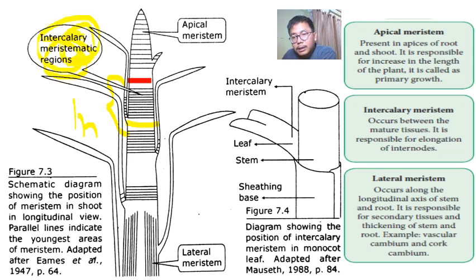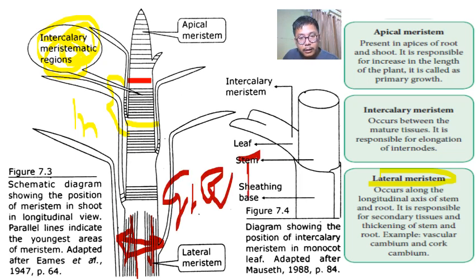And lateral meristem will be present along the longitudinal axis of the stem and roots, and it is responsible for secondary growth, because to increase the girth, this is where lateral meristem comes in. Lateral means the side. To increase the thickness or the girth, it produces vascular cambium and cork cambium, which are the products of lateral meristem. So to increase the thickness or the girth, the plants need lateral meristem.